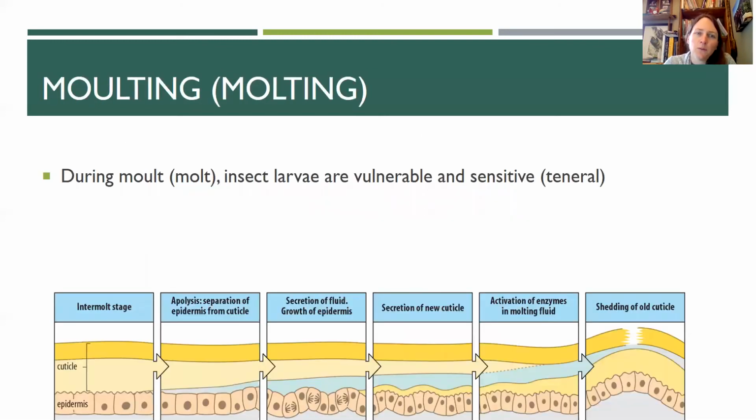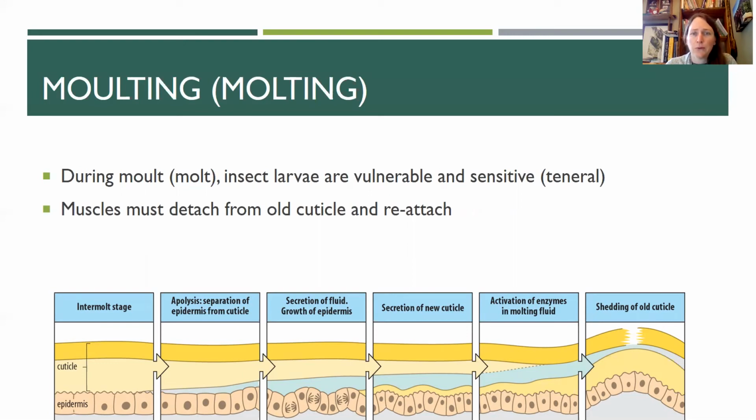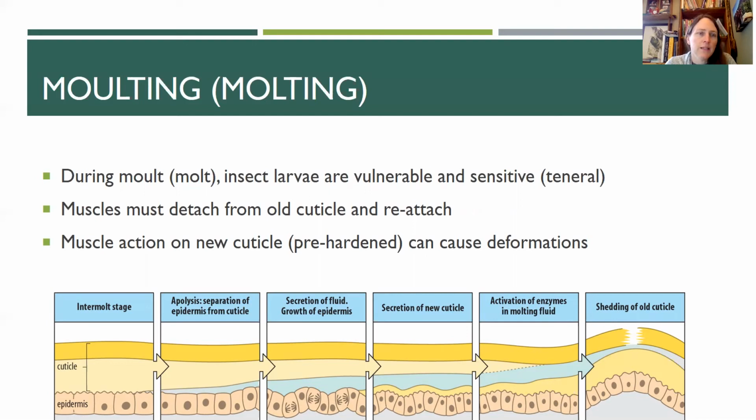So during molt, insect larvae are very vulnerable and sensitive. We call these tenaral stages. The reason is that they have to detach their muscles from the old cuticle and reattach. So often it's really hard for them to move, or if they do move, they risk deforming this growing exoskeleton. Muscle action on the new cuticle before it's hardened can cause deformation. So of course that would be damaging.